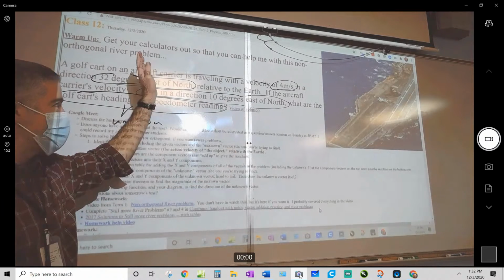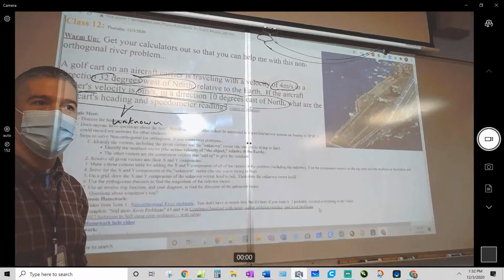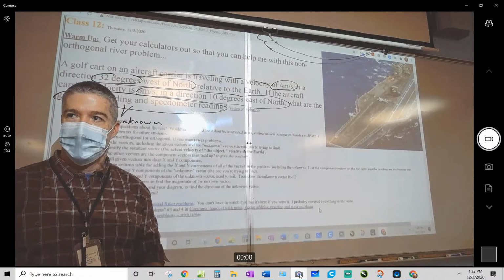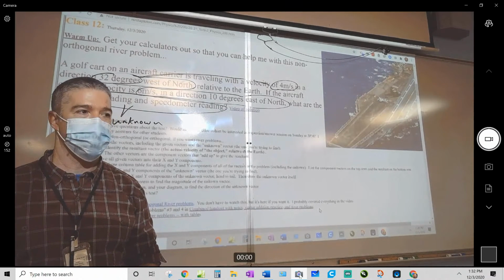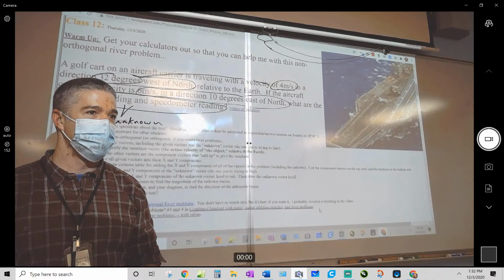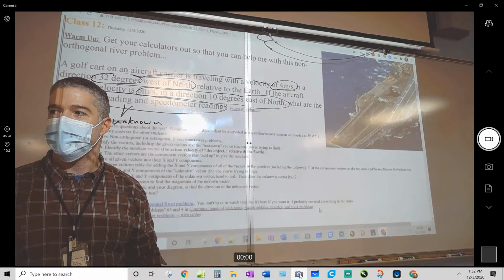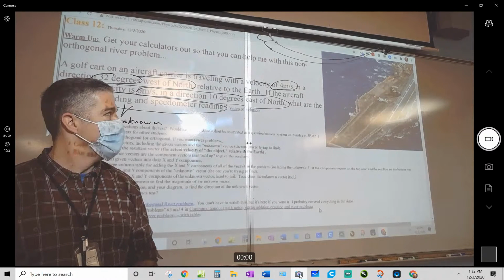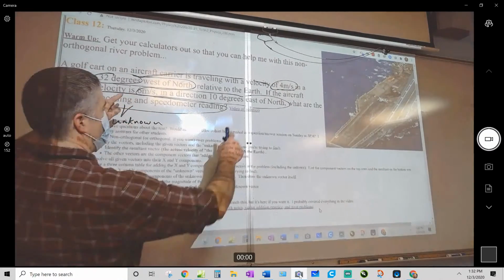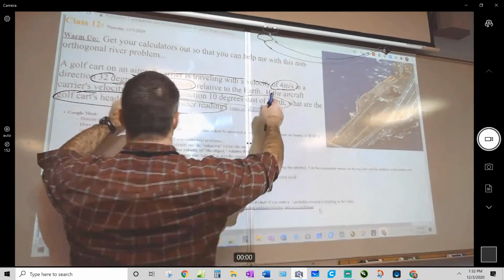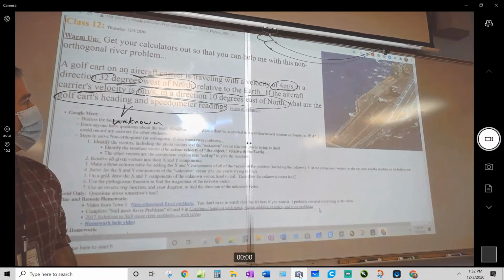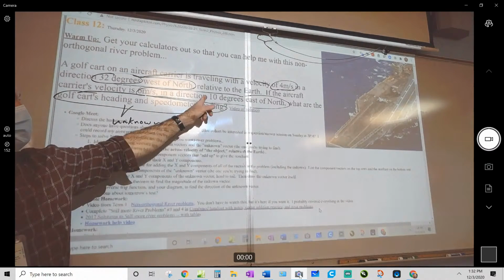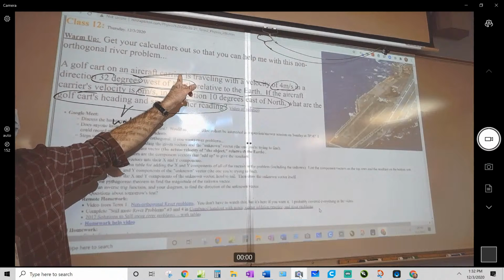So now identify the resultant vector. Somebody tell me, of these 3, which one's the resultant vector? It's not the heading and speedometer reading. So we've got 2 choices now. Is it the 4 meters per second, 32 degrees west of north, or 6 meters per second, 10 degrees? It's not that one. It's this one.